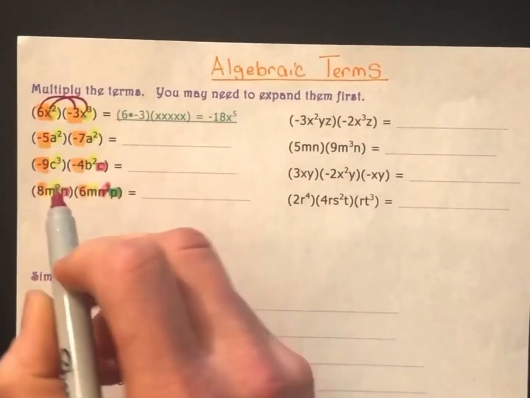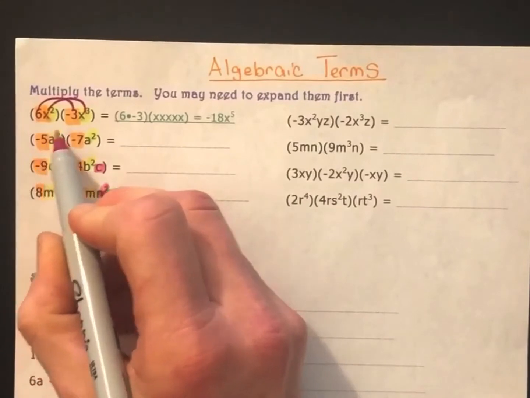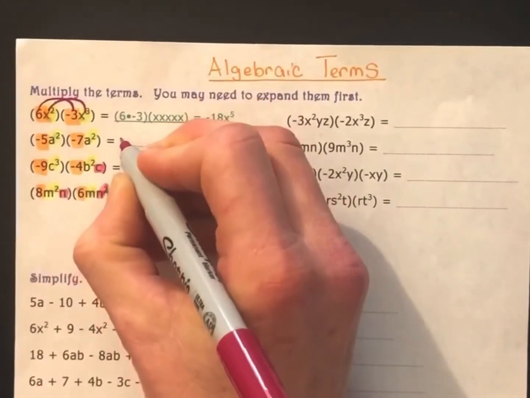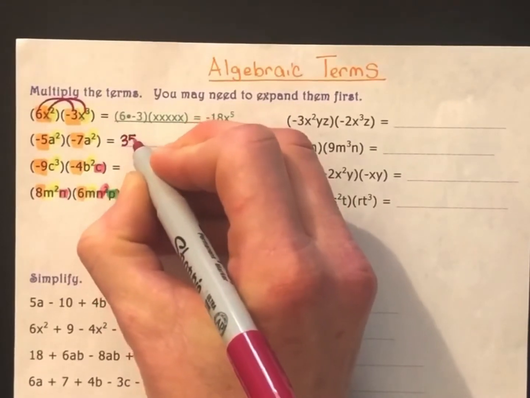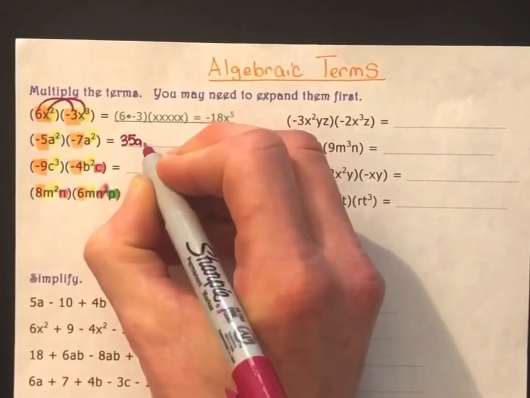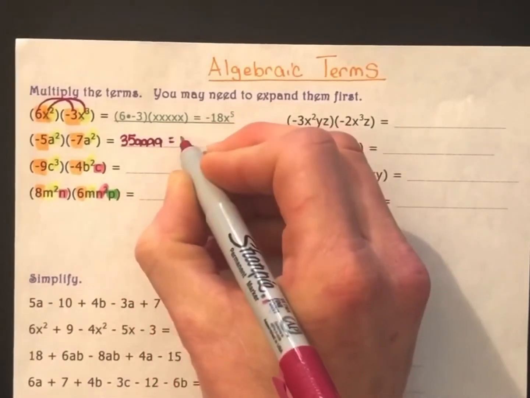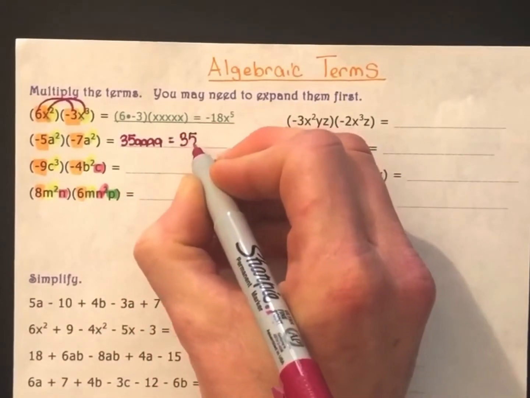Look at the next one. We'll do this one together. Negative 5 times negative 7 is 35. A multiplied 2 times another a multiplied 2 times gives you a to the 4th. 35a to the 4th.